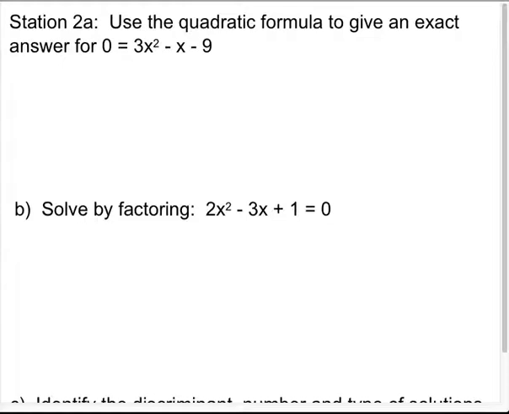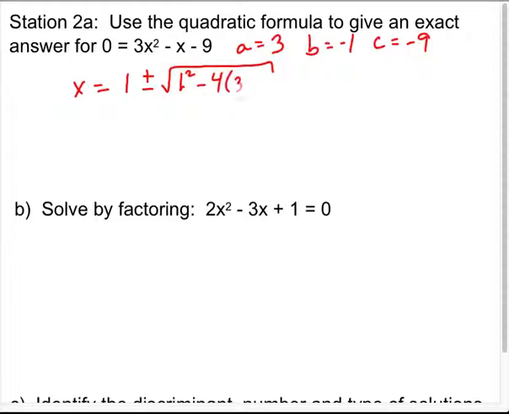Station 2, the first question was to use the quadratic formula to give an exact answer. So x equals, actually let me identify, A is 3, B is -1, and C is -9. So x equals -b, or the opposite of b, plus or minus square root, b squared. Again, I drop the negative when I square it, minus 4 times a times c, all over 2a.